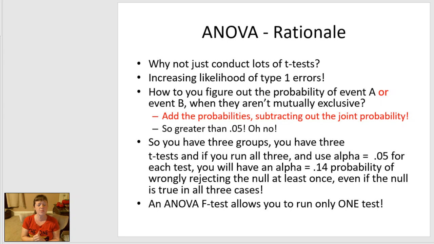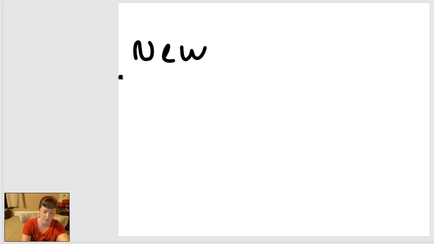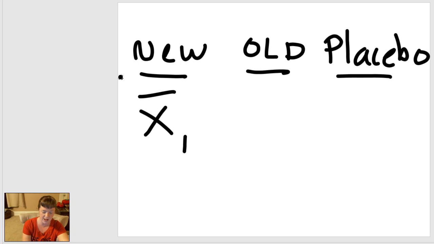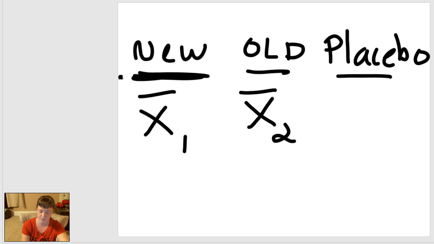Now at this point, sometimes students ask, well, why can't I just do a bunch of t-tests? Okay, well, let's wrap our head around that first, right? Let me draw it out for you. Let's use that drug example. Let's say I have a new drug, an old drug, and a placebo. Let's say I get an average depression score for the people who take the new drug. Then I get an average depression score for the people who take the old drug. And then I get an average depression score for the people that take the placebo.